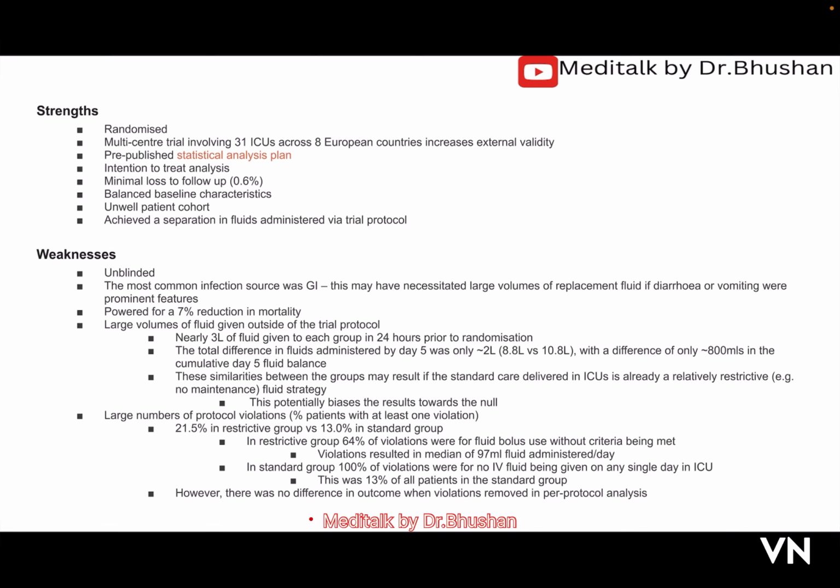Weaknesses. Unblinded trial. The most common infection source was GI. This may have necessitated a large volume of replacement fluid if diarrhea or vomiting were prominent features. Powered for a 7% reduction in mortality. Large volume of fluid was given outside of the trial protocol: nearly 3 liters to each group in the 24 hours prior to randomization. Total difference of fluid administered by day 5 was only 2 liters, with a difference of only 800 ml in the cumulative day 5 fluid balance.